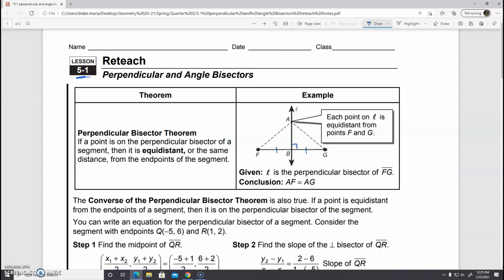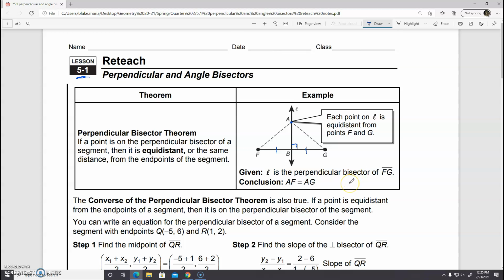So it says if you have a point on this perpendicular bisector, it could be anywhere, so they put it right here, then it is equidistant, or the same distance, equal distance, from the endpoints of the segment. So what does that mean? From A to F should be the same as from A to G. These should be equal. And that's what the perpendicular bisector theorem is saying. If you have a perpendicular bisector, any point on that bisector should be equal distance to each endpoint.